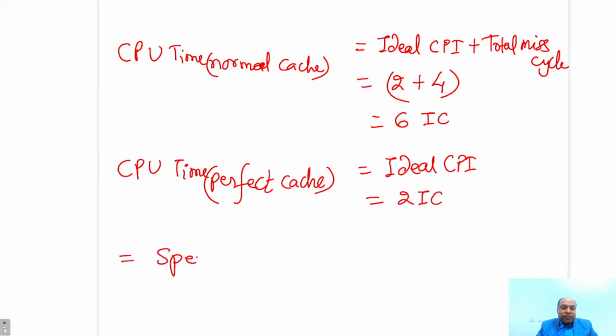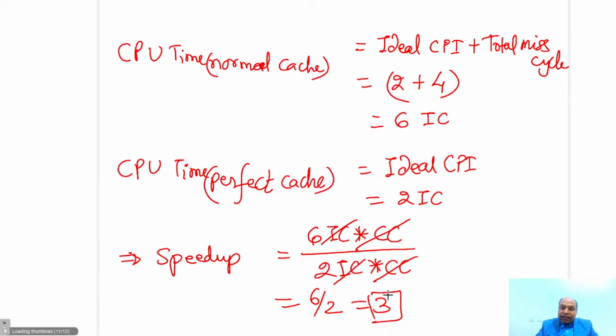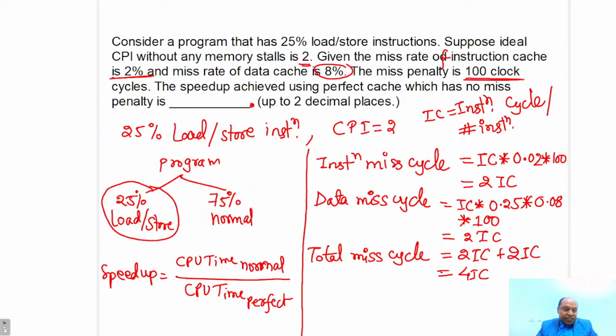So speedup is given as 6 instruction count into clock cycle, and 2 instruction count into clock cycle. Both clock cycles cancel out, instruction count cancels out. So 6 divided by 2, I'll get 3. So speedup is 3. For this particular question, the correct answer is 3. Hope you all have understood the solution.